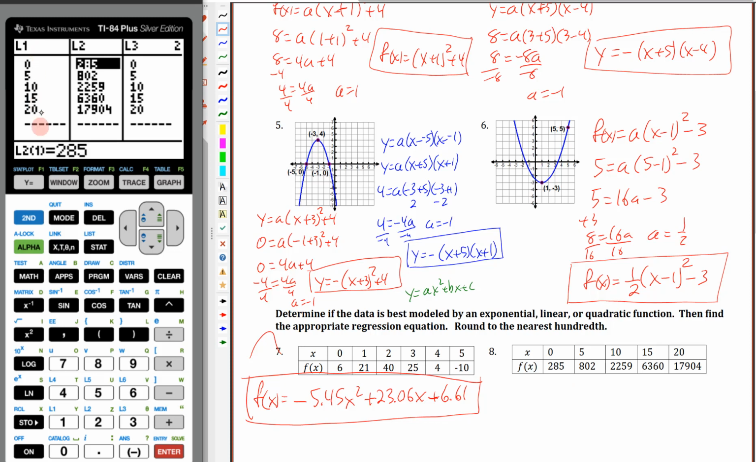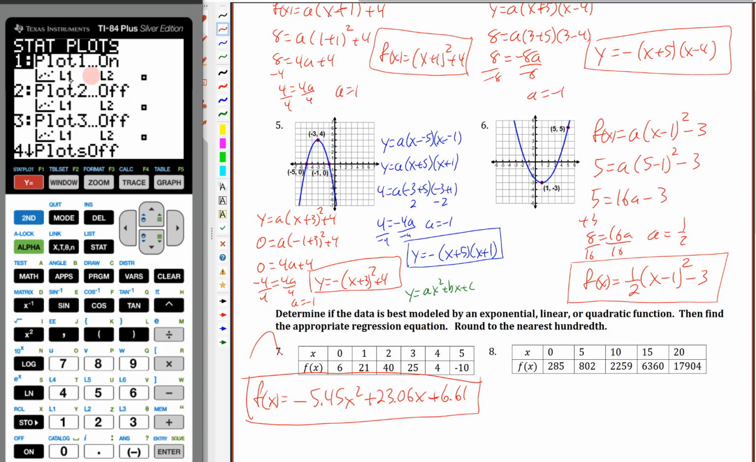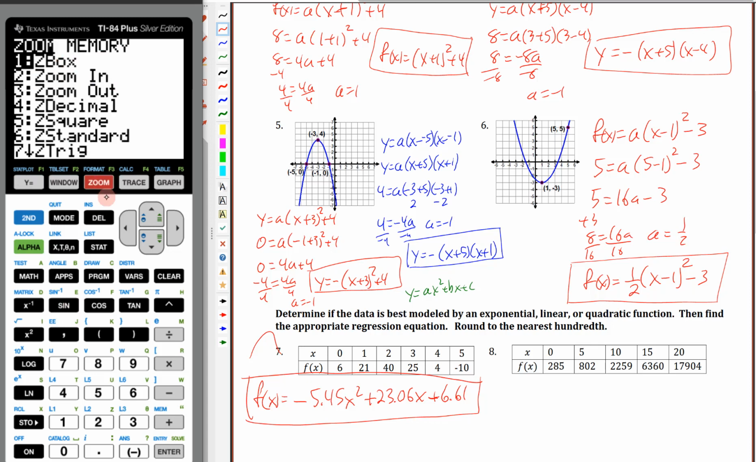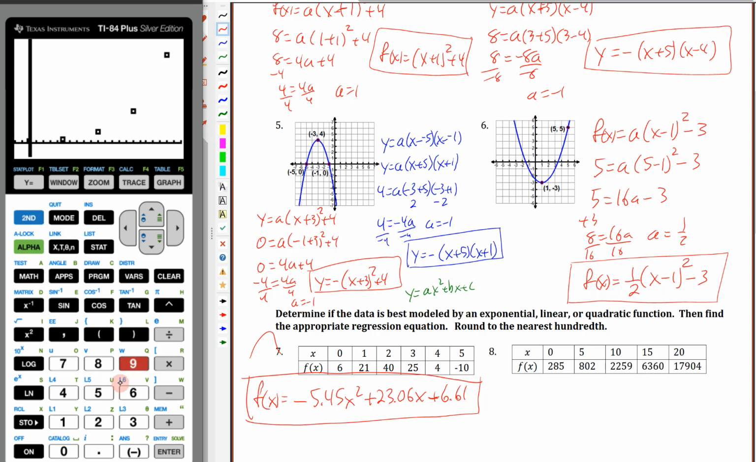Okay, so I've got L1 and L2 replaced here. You can double check them yourself. I took the time to do that. So we're just going to come back here. And the cool part about this is I've already got the stat plot set up with L1 and L2. So I can just hit zoom again, and it's going to show us what this looks like. So I'm going to hit zoom 9 because that's the zoom stat.